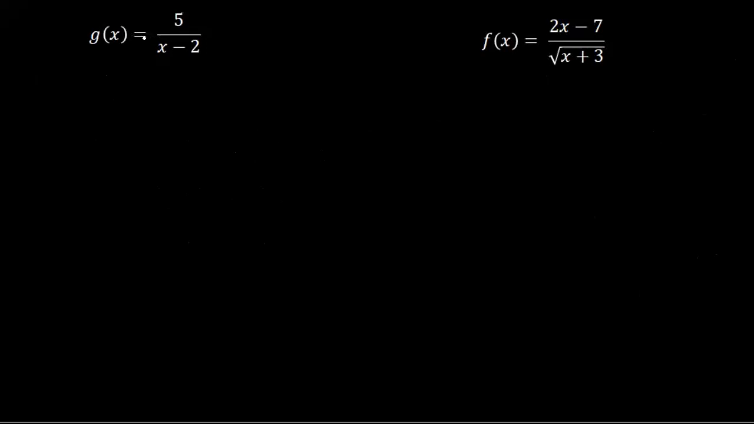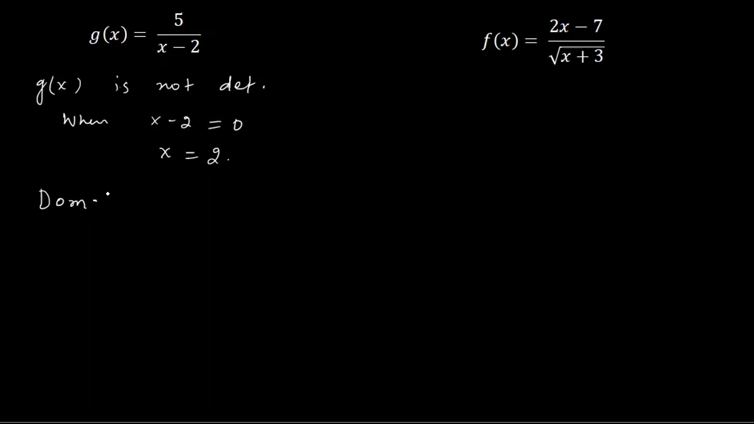Here it is a rational function. You know, g(x) does not make any sense if our denominator is 0, because if our denominator is 0, our function becomes infinity, which is not defined. So we say basically g(x) is not defined when x minus 2 equals 0, or when x equals 2. So we can say the domain of this function g is anything except 2, right? The domain of g(x) is simply any real number minus 2.